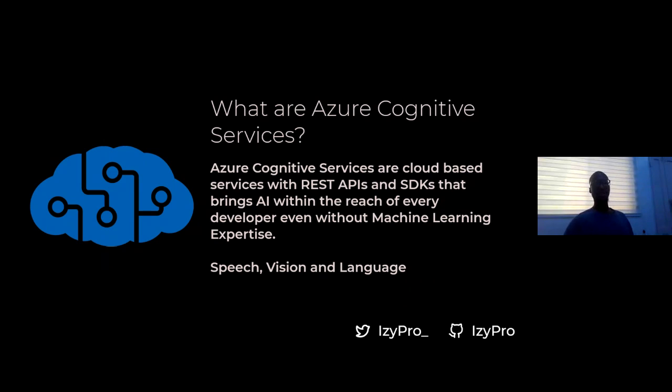Vision, anything that has to do with images, videos, artificial intelligence and images, videos, and all that. The Vision API is there for you. The Vision SDK is there for you. Language, translating from one language to another. For the speech, you can transcribe from text to speech, from speech to text, and all that.